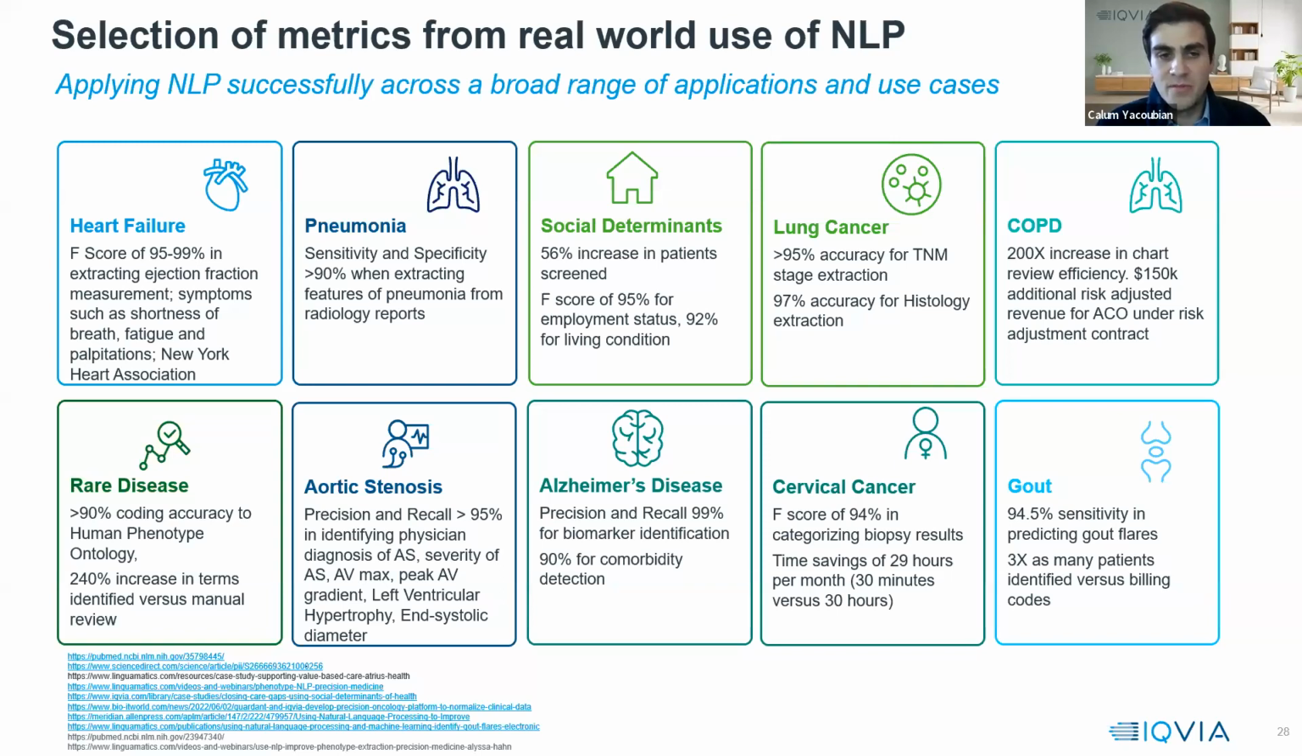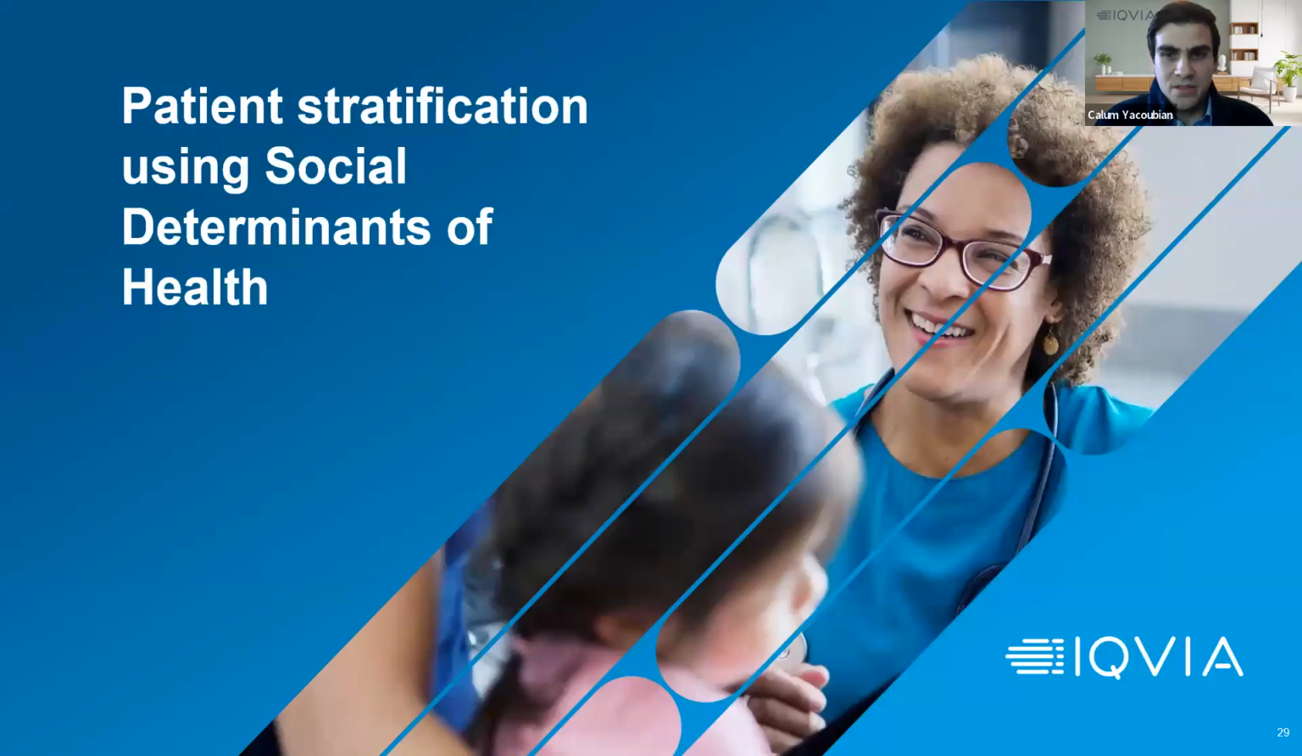So it's very well proven, very well published across a broad variety of different disease areas, as you can see here: cardiology, respiratory, social, pneumonia, neurology, rheumatology, to pick a handful from the kind of 100 publications that we have. So I'm going to focus on a couple of these. First of all, social determinants of health.